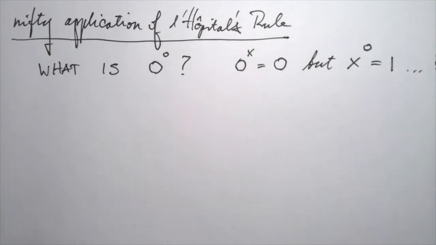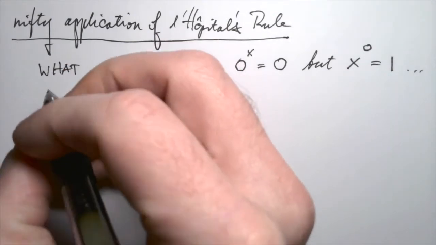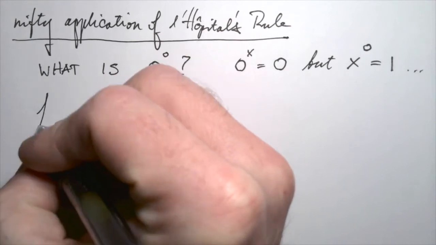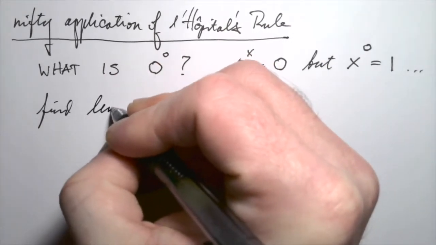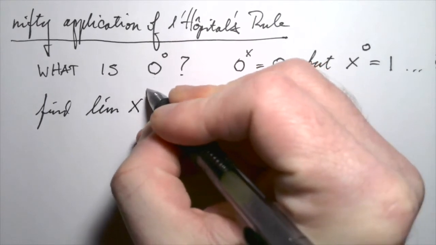Well, that's weird. In math, we're supposed to have a single answer, a single common value for 0 to the 0. So is it 0 or is it 1? What are we going to do? So in order to determine this, we're going to find the limit of x to the x.